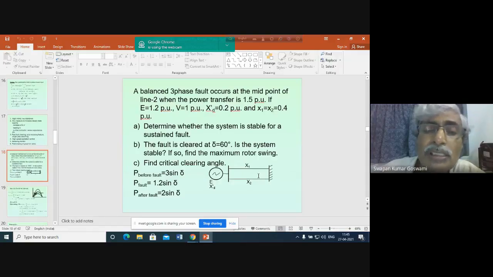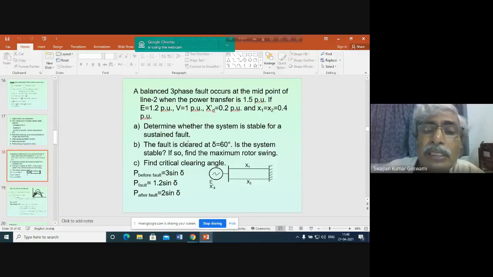Now for this system you have to apply the equilibrium criterion to determine the stability of the system when some fault occurs. What is the fault? The fault is a three-phase fault occurring on the second line, somewhere at the midpoint of the line. So at the midpoint, obviously, the reactance will be 0.2 on each side. Now let us see what are the conditions given.